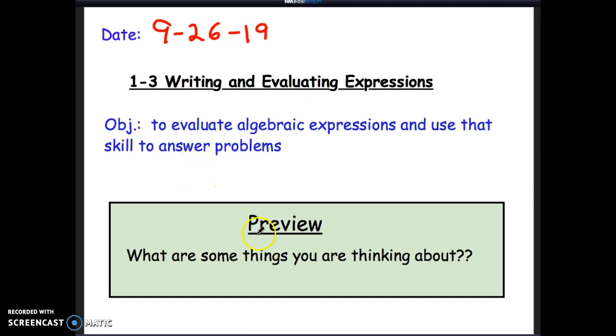So our preview, evaluate. We talked a little bit about evaluate, I think, the other day, where we evaluate algebraic expressions. So we're going to be doing something with algebraic expressions. Algebraic expressions, if you remember, have variables. So to evaluate, that means we're going to be doing something with the variables, and then we're going to use that to answer. We're going to do a couple of word problems.